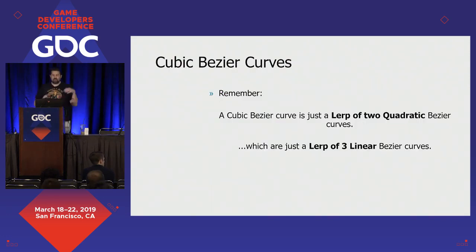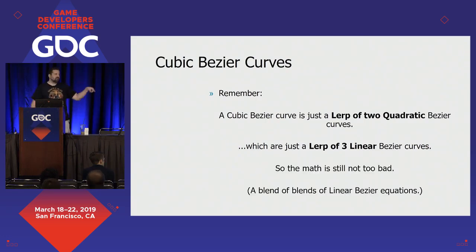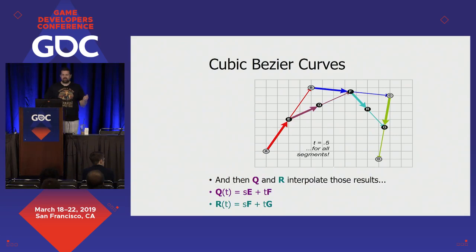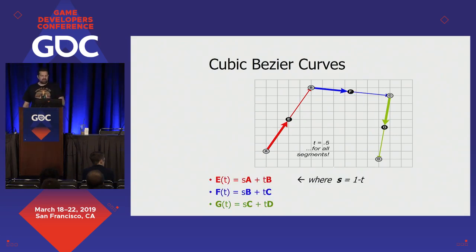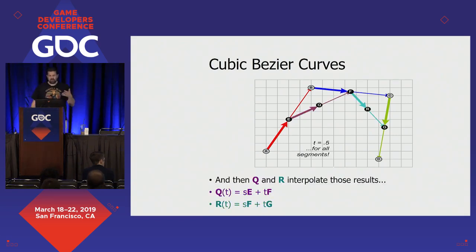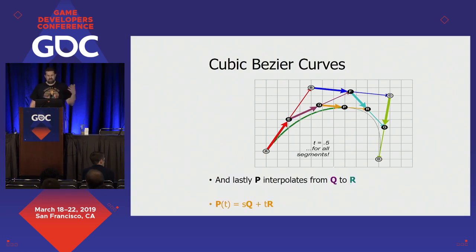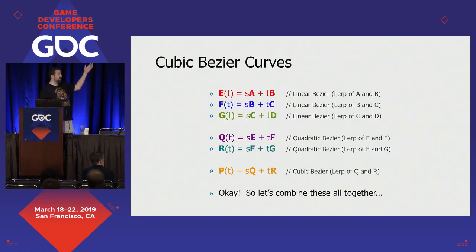All right, so if a cubic Bezier is just a lerp of 2 quadratic Beziers, who themselves are lerps of 2 linears, that's just a lerp of lerps, right? So the math is E, F, and G are just lerps, then Q and R are lerps of those, and then P is a lerp of those. So that's the whole math, right? That's the whole function. And that's also stupid fast, right?